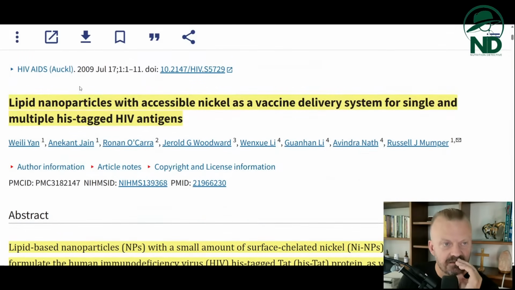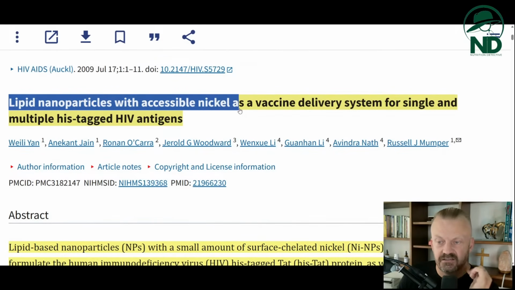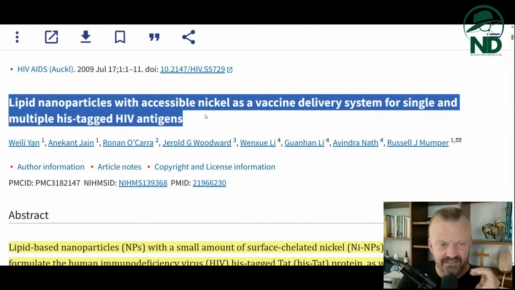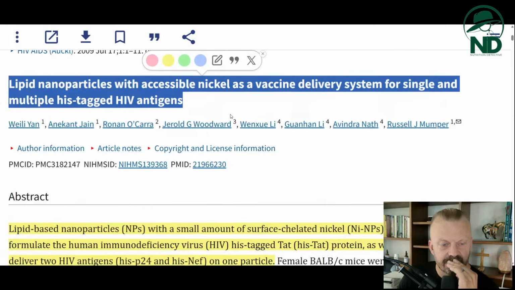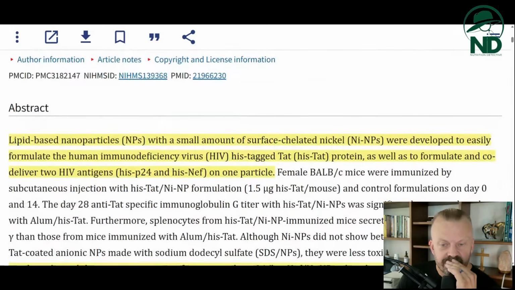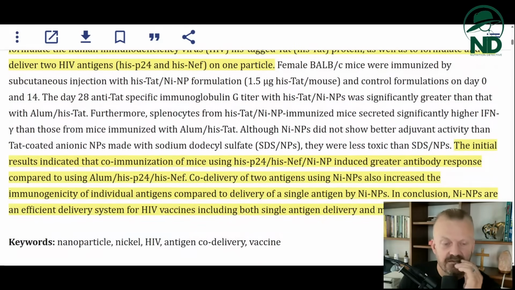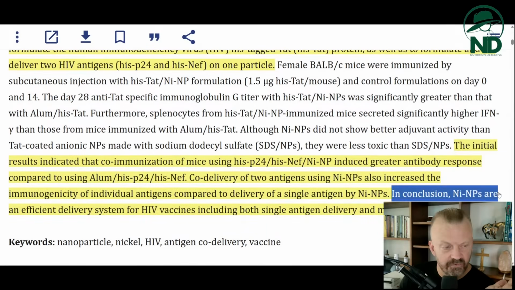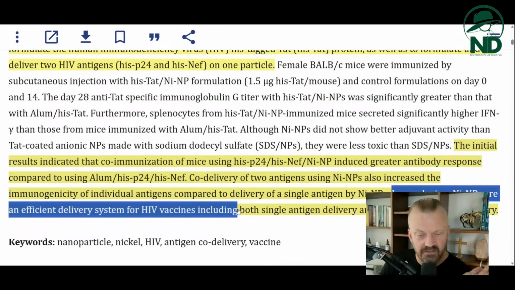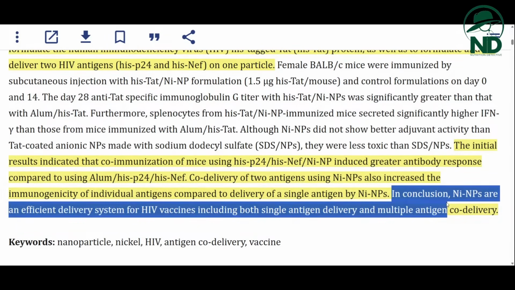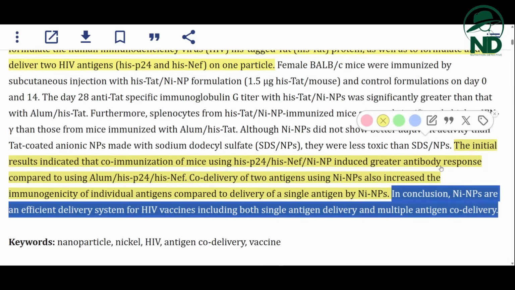Wait, what's this? Lipid nanoparticles with accessible nickel as a vaccine delivery system for single and multiple histidine tagged HIV antigens. So yeah, they're basic, so we got an HIV shot. We'll just read this last one. In conclusion, nickel nanoparticles are an efficient delivery system for HIV vaccines, including both single antigen delivery and multiple antigen co-delivery. So they'll give you a bunch of stuff at once.